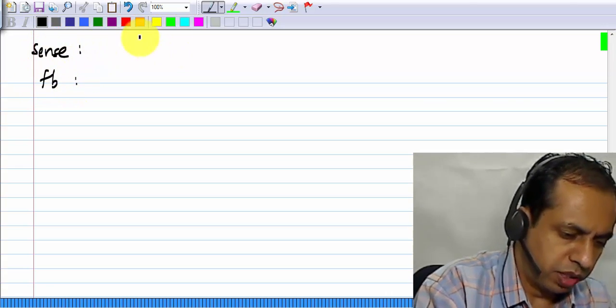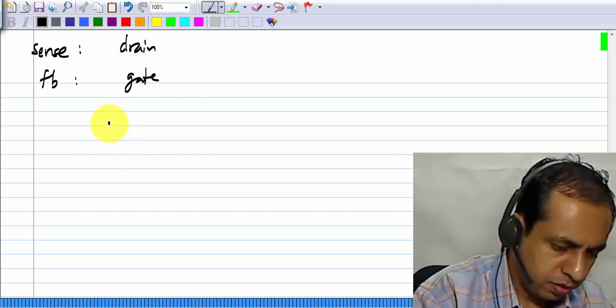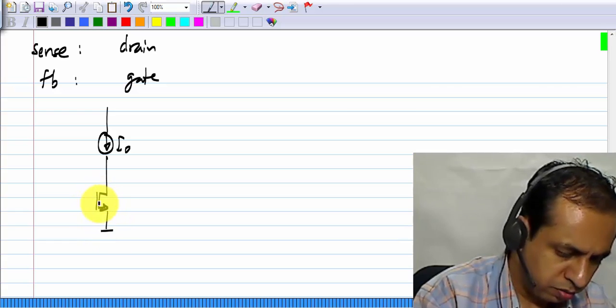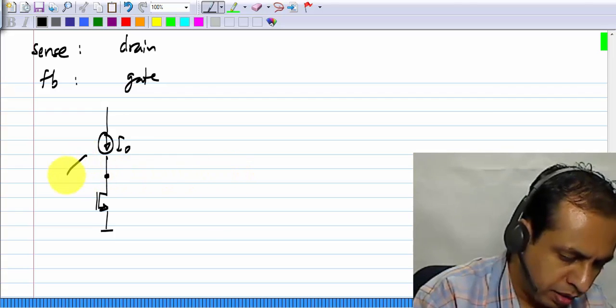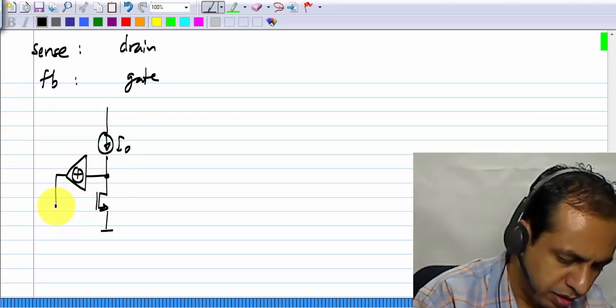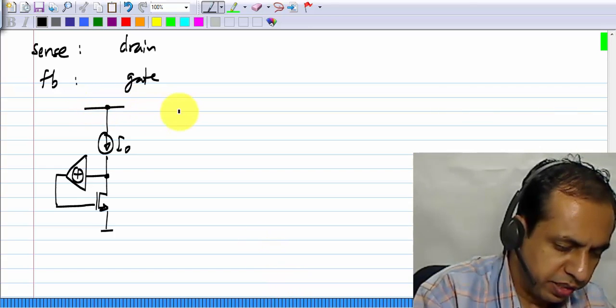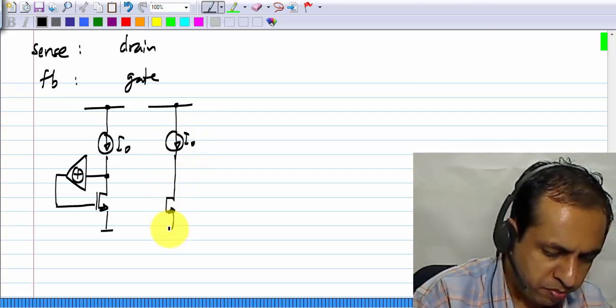I will show all four types of setting up bias. The very first one was sensing at the drain and feeding back to the gate. The feedback to the gate has to be through a positive incremental gain, and you can do that. Of course, the variant that we used, because positive incremental gain also includes simply connecting it directly.